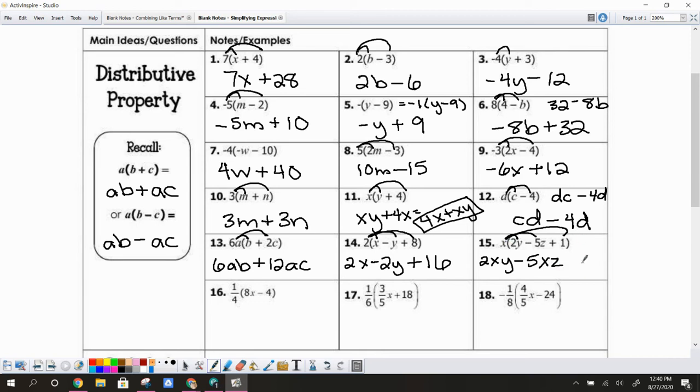And then x times 1 is x. Okay, but if we're rewriting this in the correct order, the x should go first. So it'd be x plus 2xy minus 5xz.